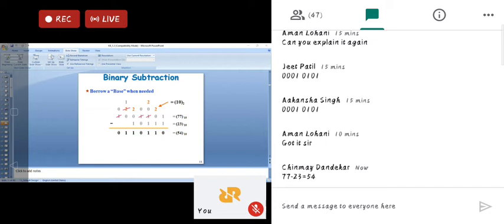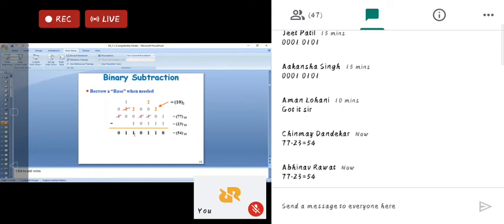77 minus 23 is 54. So let us see. 54, I had told you how to do this: 32 plus 16 is 48, 48 plus 6, 54. Yes, correct.